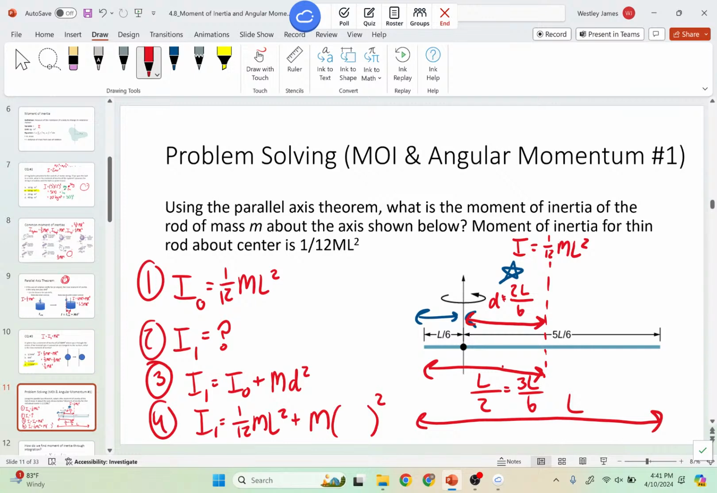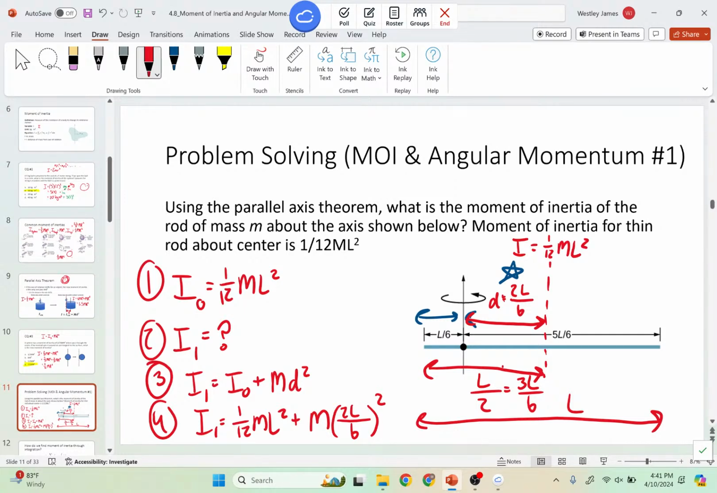To that end, it shifted 2L over 6. And at this point, you can put 2L over 6 or L over 3. It doesn't matter. It's all going to end up the same. But I put the 2L over 6 because it's a little easier to see that than if I told you it was L over 3. Whatever. Cool.